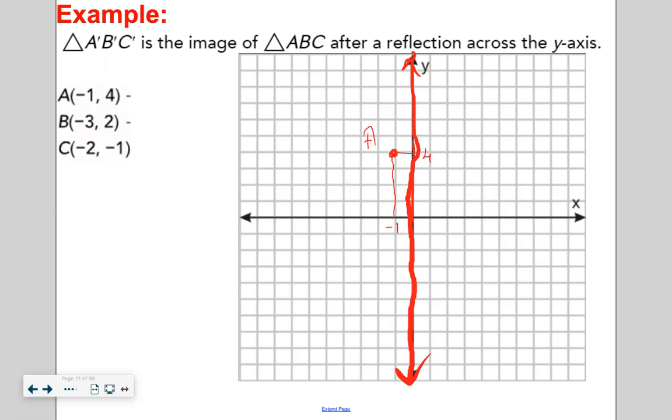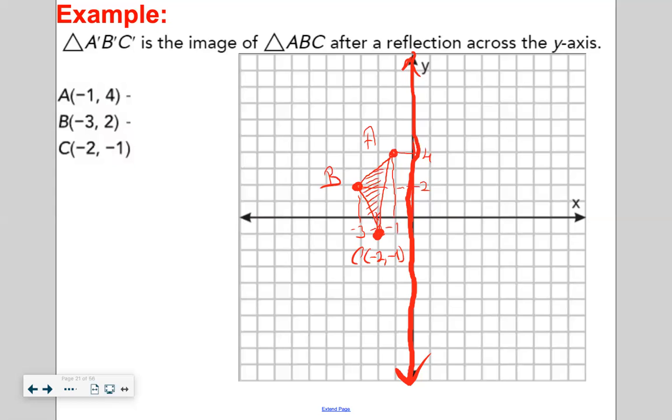Point A. And second point is negative 3, 2. Negative 2, negative 3, and 2. This is point B. And the last one is C, negative 2, negative 1. Here. C, negative 2, negative 1. When you connect them, you will get the original figure. This is my original figure.